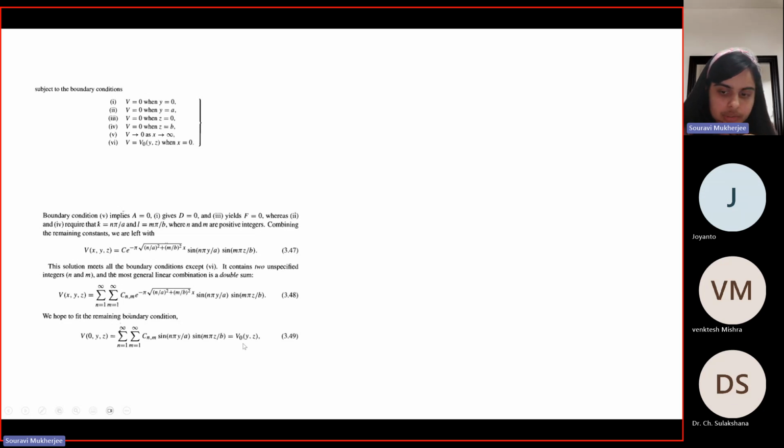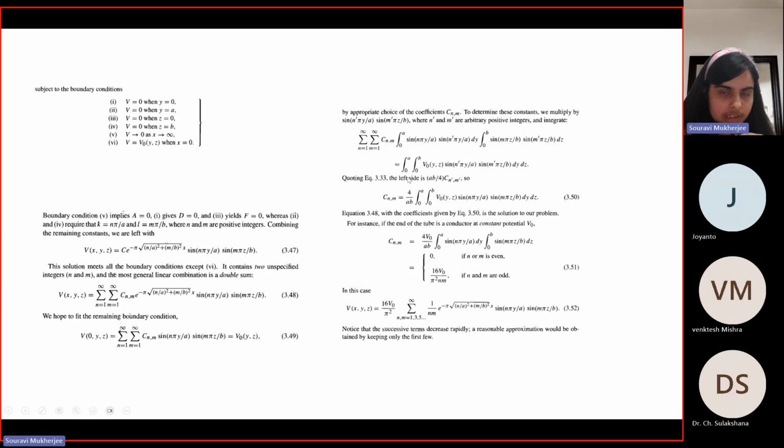So here again, you will try to use your Fourier trick. So this time you have to use two orthogonality relations, one for y and one for z. Okay? And you can similarly find the coefficients. Once you find the coefficients, then you can include the expression for the coefficient in the most general form, and that will give you the solution.